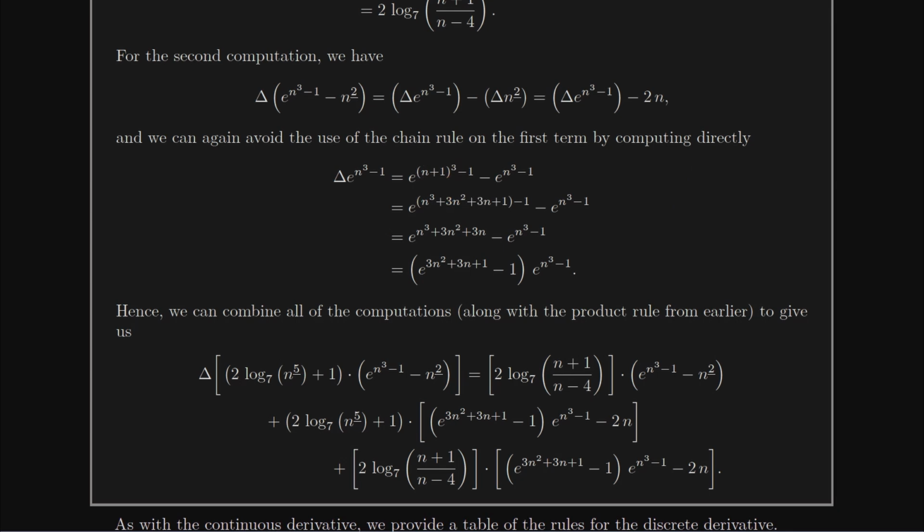That's going to let me simplify that power, e to the n plus 1 cubed, a little bit, and rewrite it as n cubed plus 3n squared plus 3n, and then we're going to be subtracting e to the n cubed minus 1, which in fact can factor out of both terms, and what we're left with is e to the 3n squared plus 3n plus 1, minus 1, times e to the n cubed minus 1.